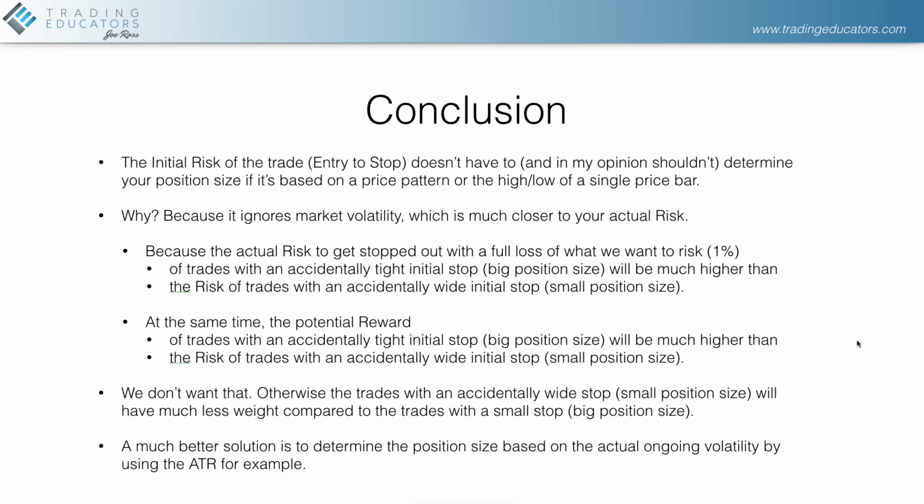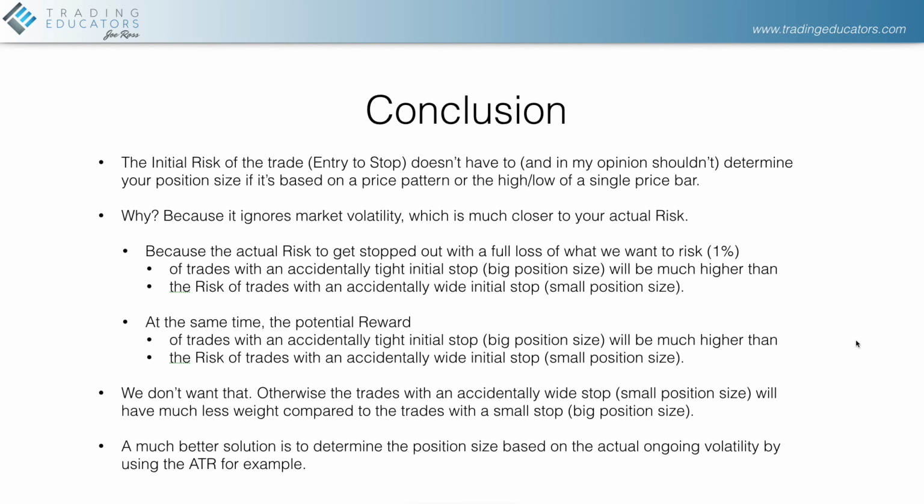In other words, we don't want to have more risk on just because a price bar is a little bit smaller than another price bar. It doesn't make any sense whatsoever. And at the same time, of course, the same is true for the potential reward. So doing it that way with trades that have a tight initial stop, we would have a big position size on, and we would have a much higher potential reward than with trades that have accidentally a wide initial stop where we would have a small position size on. Again, doesn't make sense, that's not what we want. No, we don't want that.